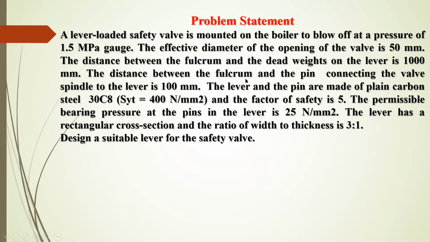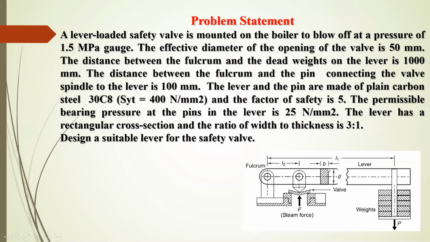So here is the problem statement. A lever loaded safety valve is mounted on a boiler to blow off pressure. We have to design the lever which is used to blow off the pressure in the boiler. The blow-off pressure is 1.5 megapascal gauge. The effective diameter of the opening of the valve is 50 mm, where this pressure force is applied.